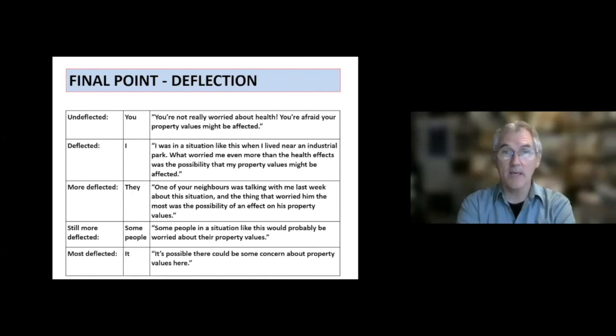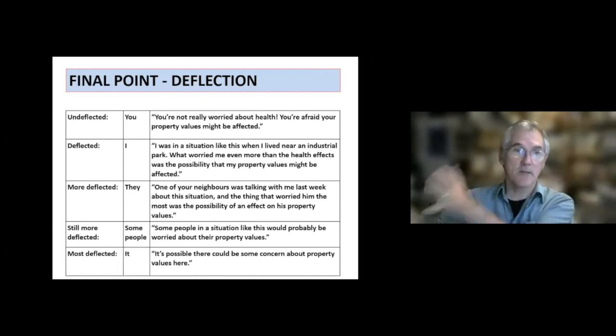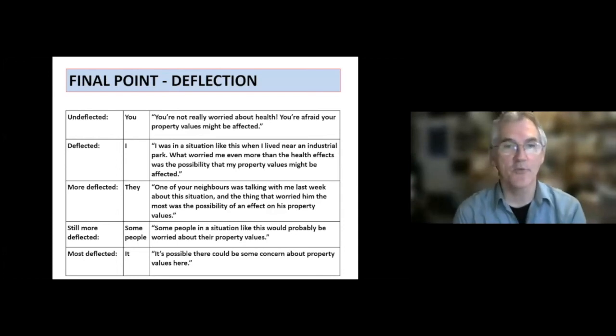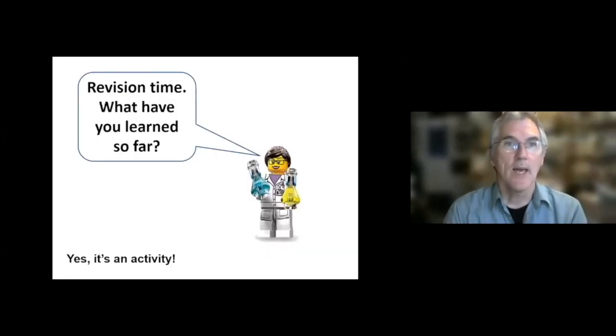More deflected: one of your neighbours was talking with me last week about a situation, and the thing that worried him the most was the possibility of an effect on his property values. So moving away from the person, from me to they. Still more deflected: some people in a situation like this will probably be worried about their property values. And the most deflected: it's possible there could be some concern about property values here. The further you move it away from the person, the more deflected it is, and the more people will take it less as an accusation or threat against themselves and be willing to accept the communication that follows.